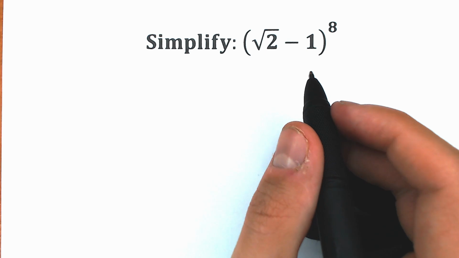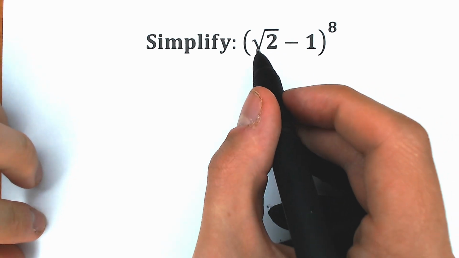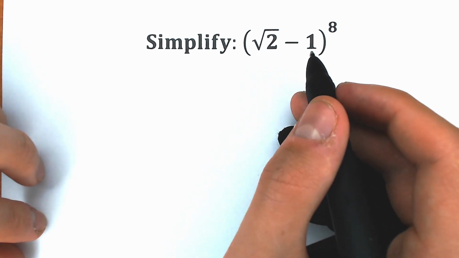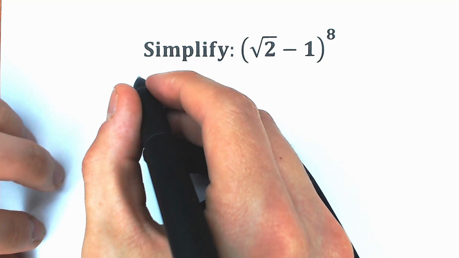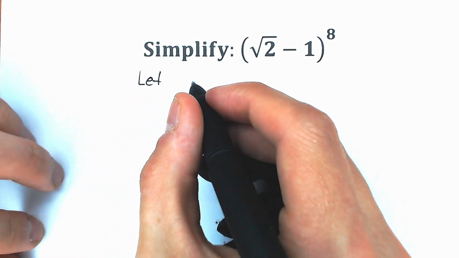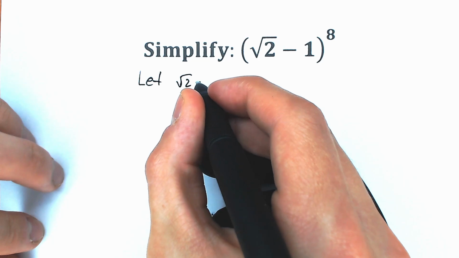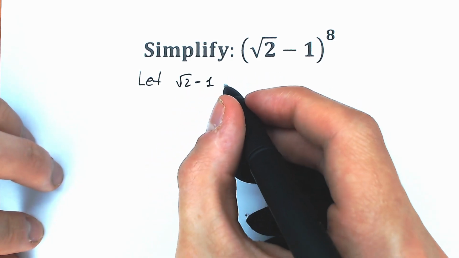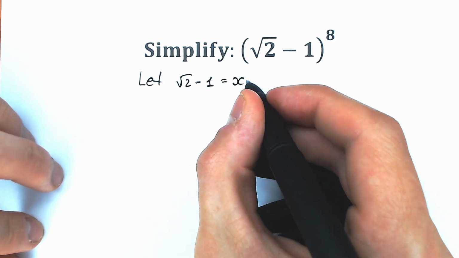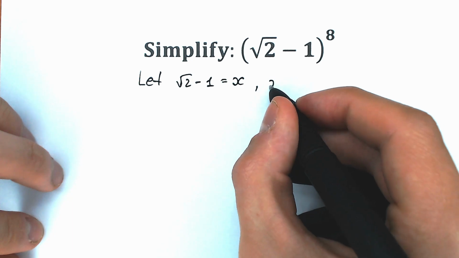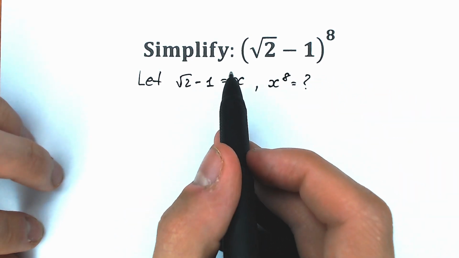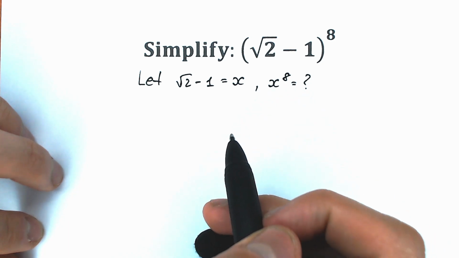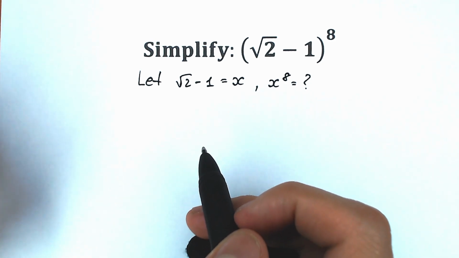Okay, so let's do it right now. First of all, square root of 2 minus 1, let's call it x. So this is our first step. Let square root of 2 minus 1 be our x. Let's call this expression x. And basically, we need to find x to the 8th power. We know that this is our x, so we need to find x to the 8th power. I hope you understand this step.